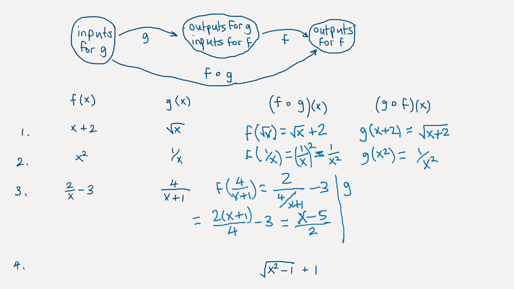The output of f is 2 over x minus 3. So the g function is 4 over the input plus 1. So 4 over, and the input now is 2 over x minus 3, and plus 1. Okay, let's do a little bit of algebra here to simplify this.